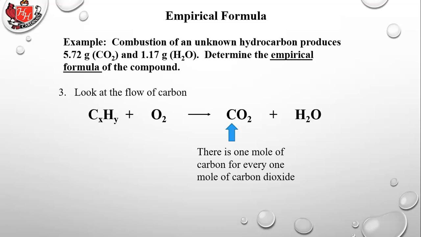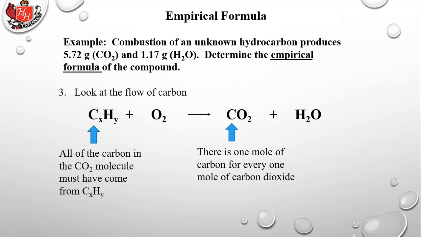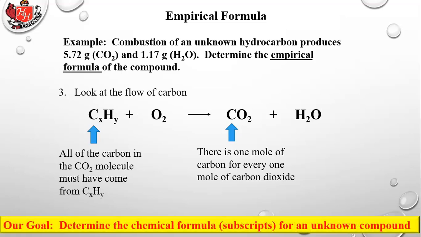So, where did all of that carbon have to come from? There's only one place it could have come from. All of the carbon in the CO2 molecule must have come from this hydrocarbon compound, this CH compound. There's no other place it could have come from. There's no other carbons in the equation. So our goal is to determine the chemical formula subscripts for an unknown compound.